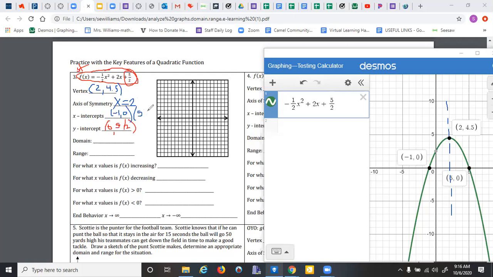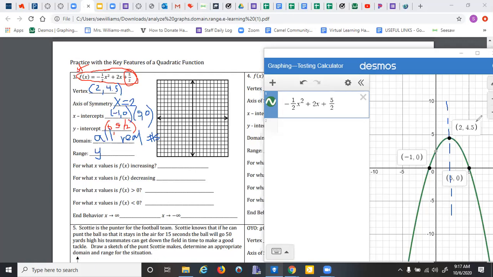Anybody know what the domain is? All real numbers. Good. For parabolas, all real numbers. All right. What is the range talking about? X values or Y values? Y values. Okay.